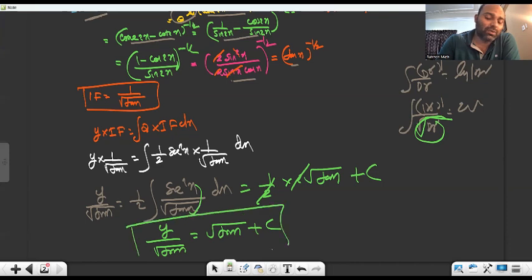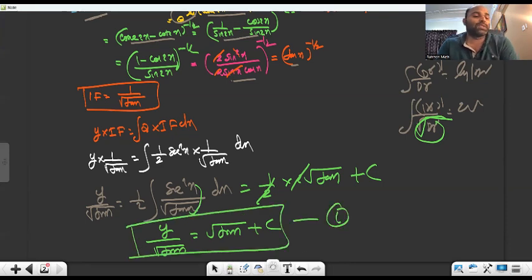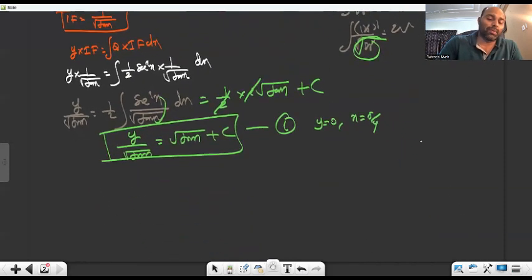This is what we call the general solution, equation number 1. Just check it. But the question is not the general solution. The question is the particular solution. For this, y equals 0 when x equals pi by 4. Y equals 0, x equals pi by 4.